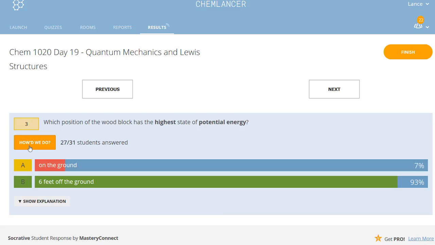Because of course, if I drop it from this greater height, what happens as I drop it? Say compare it to dropping it from right here. Which one is hitting the ground with a greater force? Right, the 6 feet is going to hit it with a greater force. That's because the higher position has a greater potential energy.